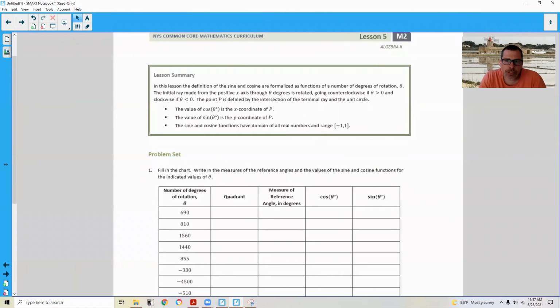Okay, page 7 brings us to the end of lesson 5. Review the lesson summary and go to your problem set.